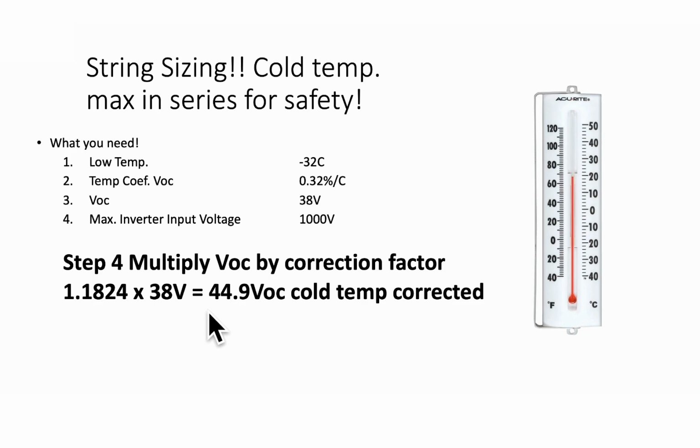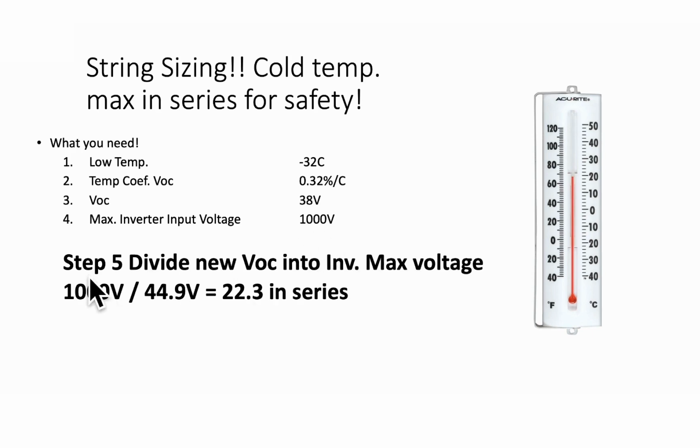And we're going to just see how many times 44.9 goes into 1,000 for step 5. So we're going to divide this new VOC into the inverter maximum voltage. So I got 1,000 divided by 44.9 equals 22.3. And even if it was 22.9, I'm going to still make it 22 because I can't go over 1,000 volts.